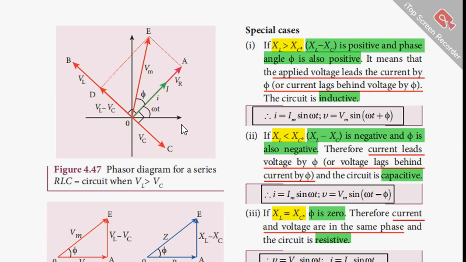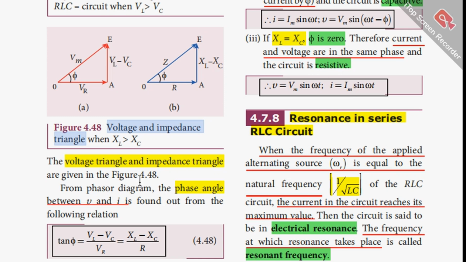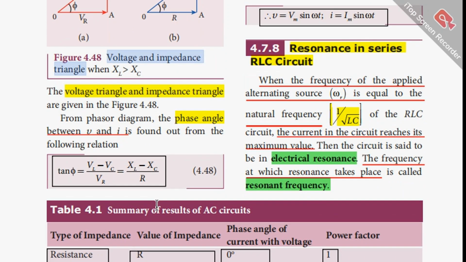So this is the phasor diagram for a series RLC circuit when VL is greater than VC, and this is the voltage and impedance triangle when XL is greater than XC. These are the voltage triangle and impedance triangle. Then from the phasor diagram, the phase angle between V and I is found from the following relation: tan phi equal to VL minus VC by VR, and that is equal to XL minus XC by R. So this is the expression for the phase angle between the voltage and current.